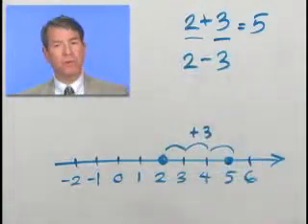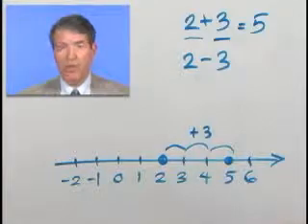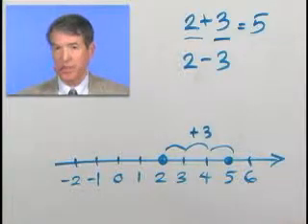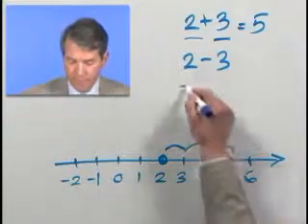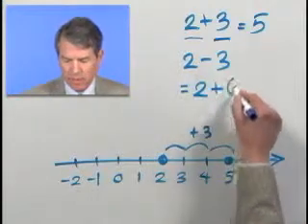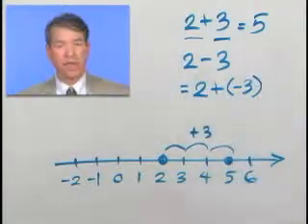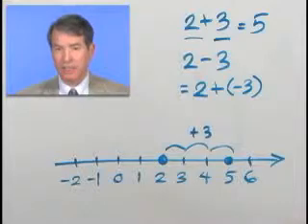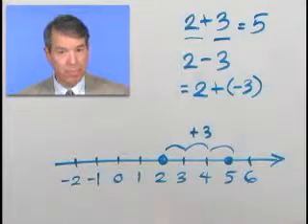If you have 2 and you want to subtract 3, you can turn this into an addition of signed numbers: 2 plus a negative 3. Subtracting can be changed into adding the opposite.